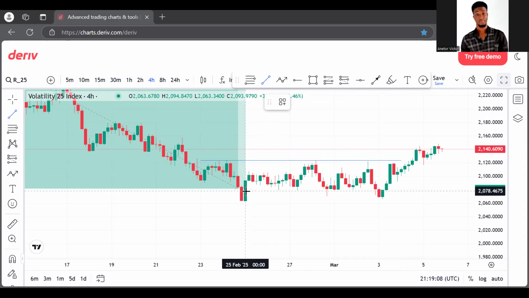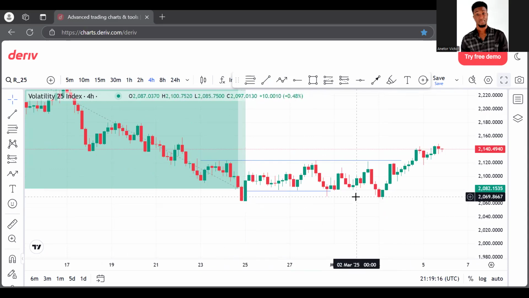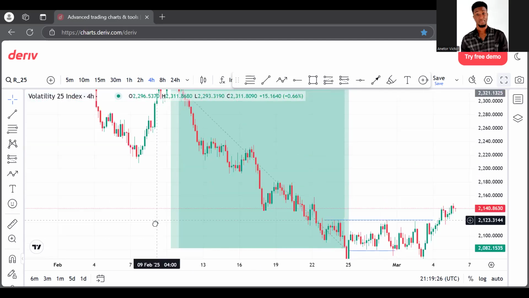Look at it. You see the trade was refusing to break this particular low. So when it was refusing to break it, I automatically will know, okay, there's a need to close this trade. So I would just close it.